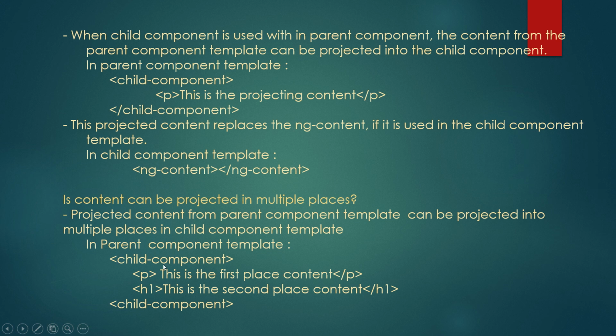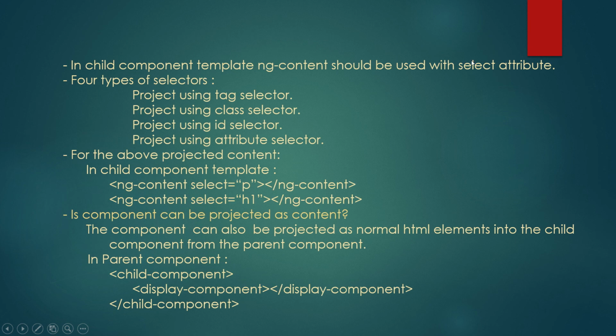Here in the parent component, we specified a p with some text and an h1 with some text within the child component start and end tags. If you want to project the p related content in one place within the child component, and the h1 related content in another place, that is possible by using ng-content with a select attribute. The select attribute can take four types of values: we can use the tag selector, the class selector, the id selector, and attribute selectors.